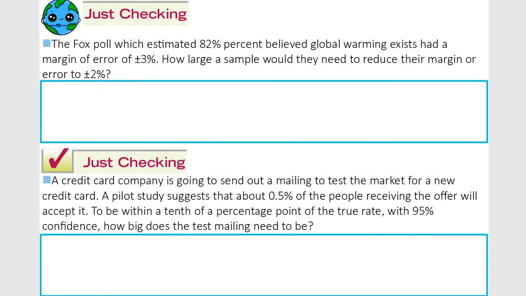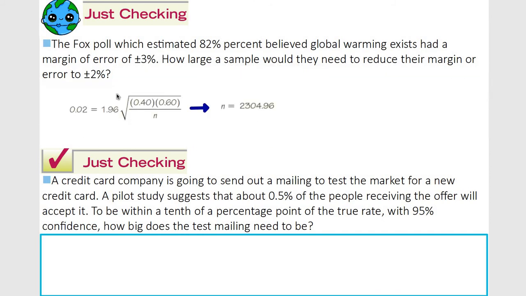Okay, I get it. I know I'm confusing sometimes, so let's do an example. Back to our Fox poll. How large of a sample would they need to reduce their margin of error to plus or minus 2%? Yes, I know we saw this, but let's look at it from a different angle. So we set up our formula. We want that margin of error to be 2%, for a 95% confidence interval.